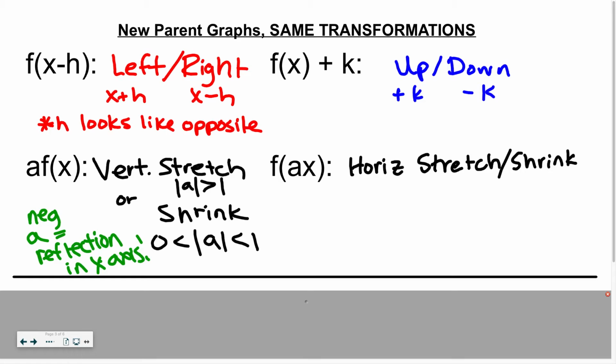And remember, horizontal stretch and shrink, just like horizontal movements left and right, is the opposite of what you think it is. So it's a horizontal stretch if the number being multiplied by your x is less than 1 or greater than 0. And it's a shrink if that is greater than 1.